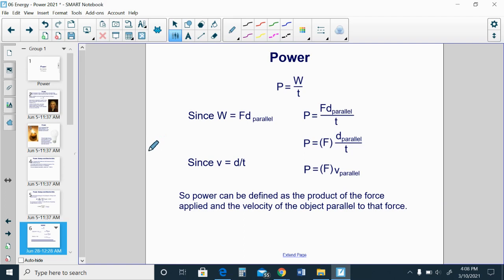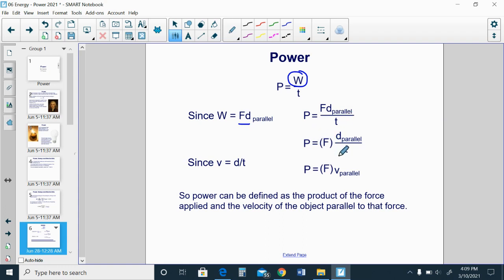Now, there are a couple different expressions to use for power depending on what you want to solve for. So we have our base equation. So power equals the work over time. Now we know that work equals force times the parallel displacement. So you could technically sub in the force times displacement for work, and that gives you an equation of power equals force times displacement over time.